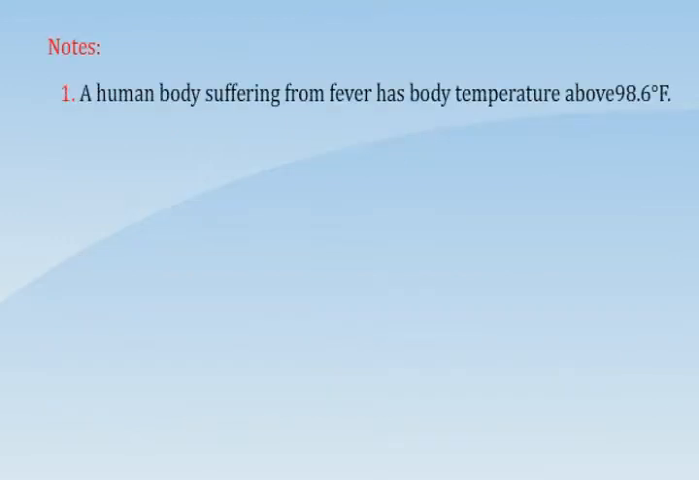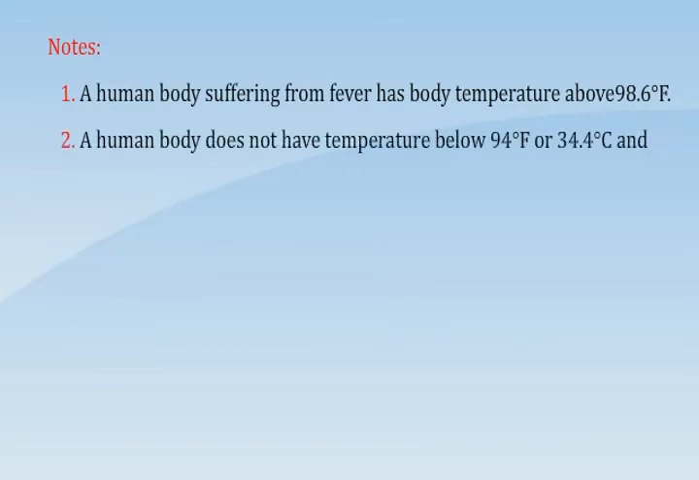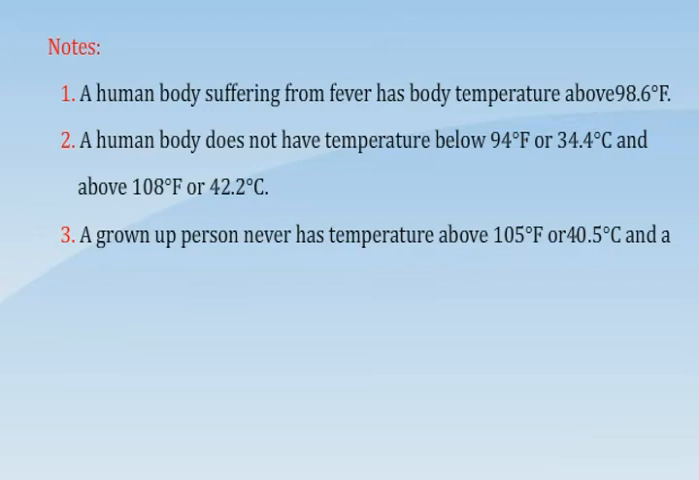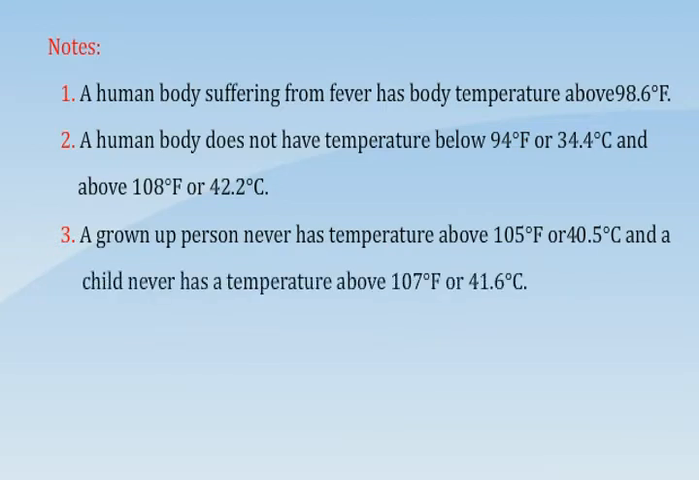Notes: a human body suffering from fever has body temperature above 98.6 Fahrenheit. A human body does not have temperature below 95 Fahrenheit or 34.4 degrees Celsius and above 108 Fahrenheit or 42.2 Celsius. A grown-up person never has temperature above 105 Fahrenheit or 40.5 degrees, and a child never has a temperature above 107 Fahrenheit or 41.6 degrees Celsius.